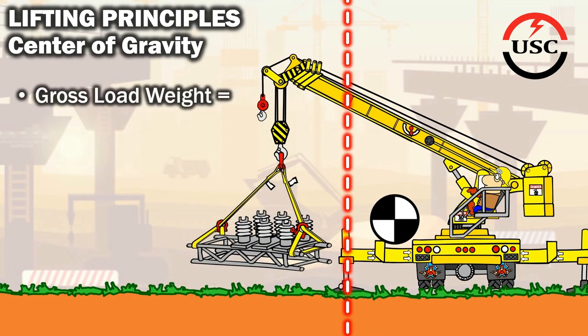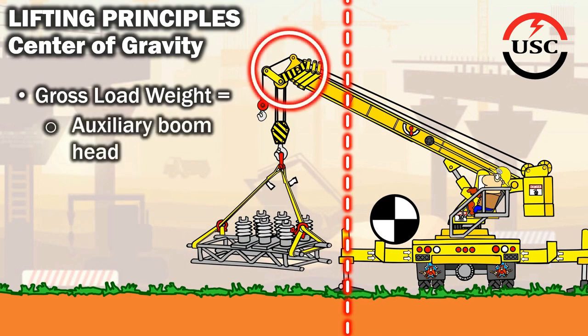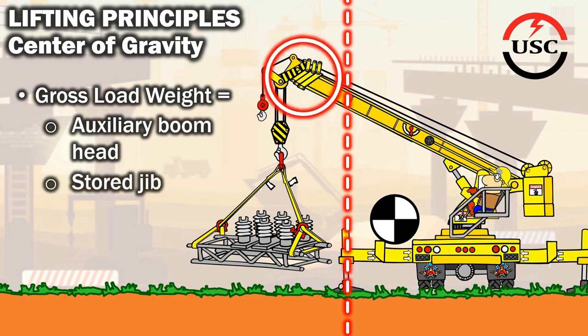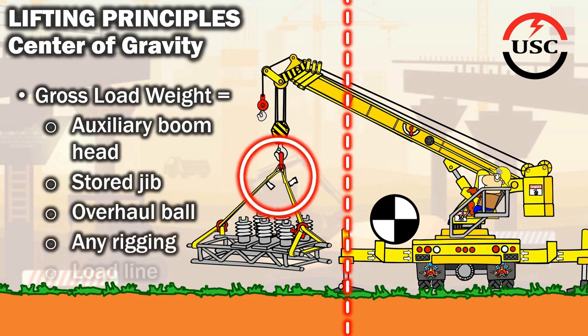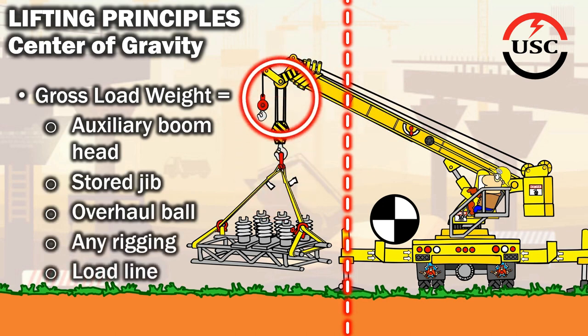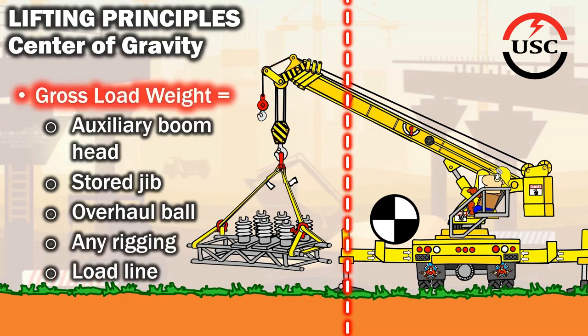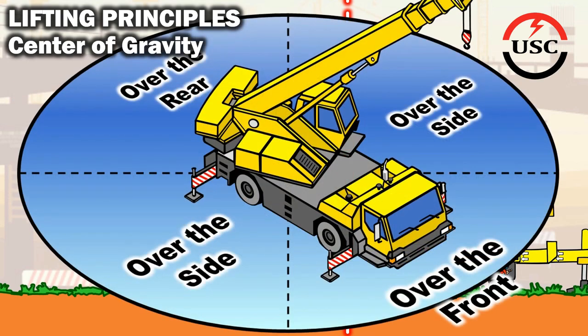And the gross load weight does not just include the object being picked. If an auxiliary boom head is being used, then that must also be added to the weight. If the stored jib is being used, then that too is added. The overhaul ball, any and all rigging, even the load line type and parts of line are all added together to constitute that gross load weight. Rotating the boom even affects the center of gravity because its playground parameters are dictated by the construction, the mechanics, and the weight of the equipment doing the lifting. But we'll come back to that here in a second.